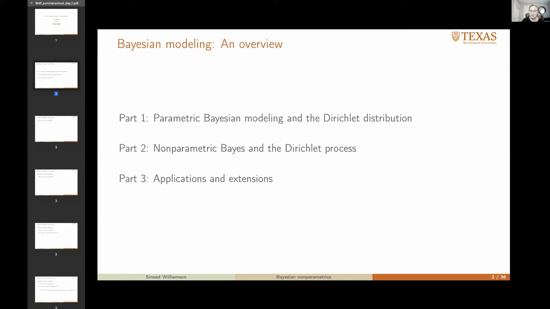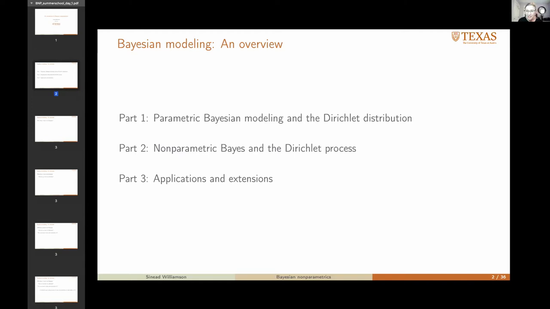So I'm first going to start talking about why we do Bayesian inference and how we do Bayesian inference in a parametric setting, before getting into the nonparametric. So without further ado, let's start with that introduction.